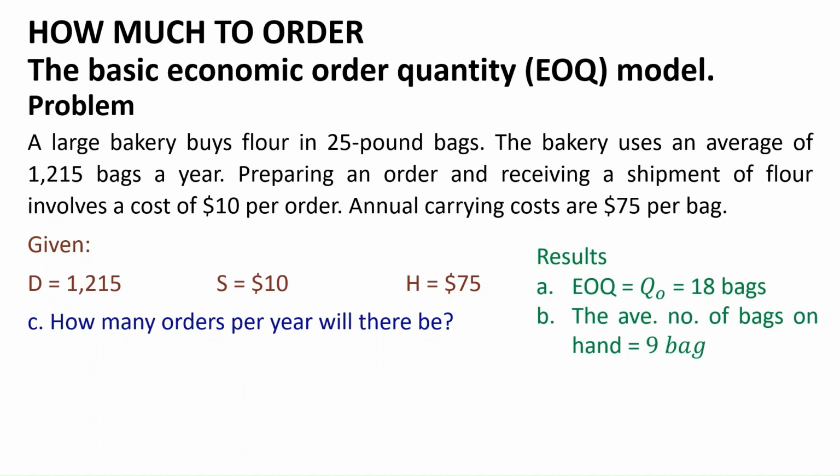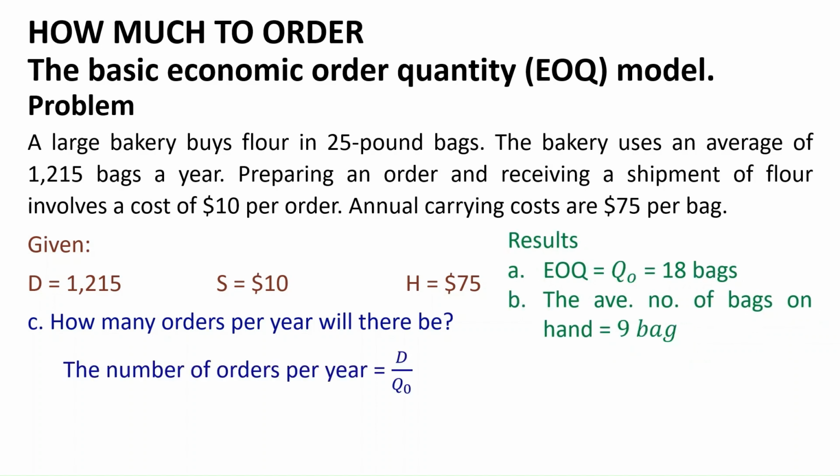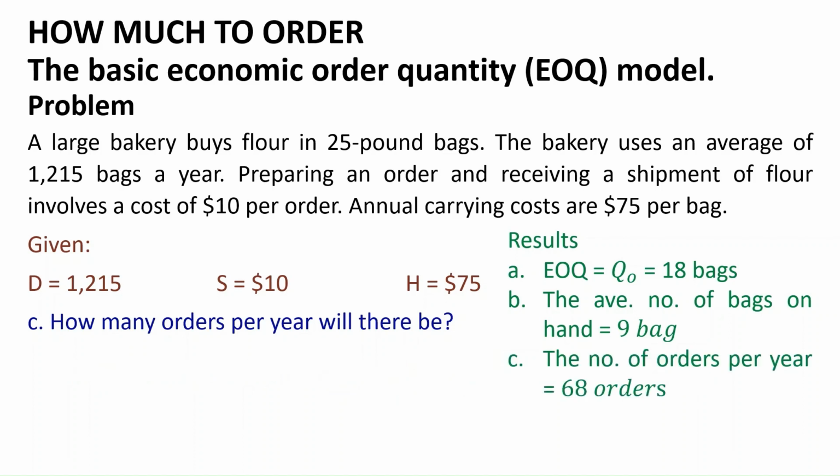The third question is, how many orders per year will there be? Simply, the number of orders per year equals the annual demand divided by the economic order quantity. That is 1,215 divided by 18 equals 67.5, approximately 68 orders. So, the number of orders per year is 68 orders.